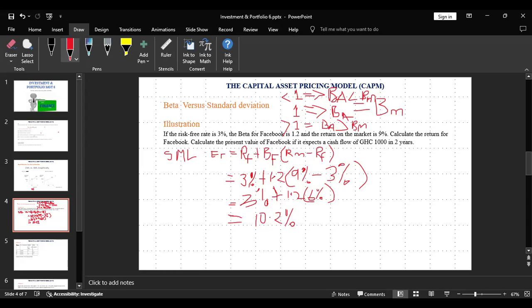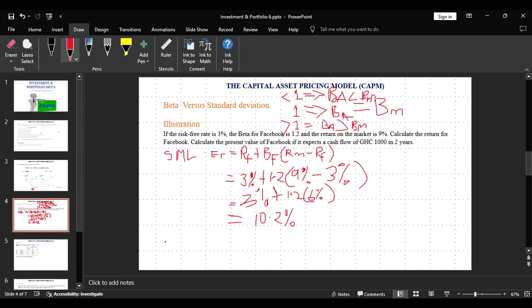Now they said calculate the present value of Facebook if it expected cash flow of 1,000 in 2 years. They gave us 1,000. Maybe if I'm giving a question, I can give a series of cash flow. They can also bring you dividends. You have the rate of return. You should be able to discount anything.